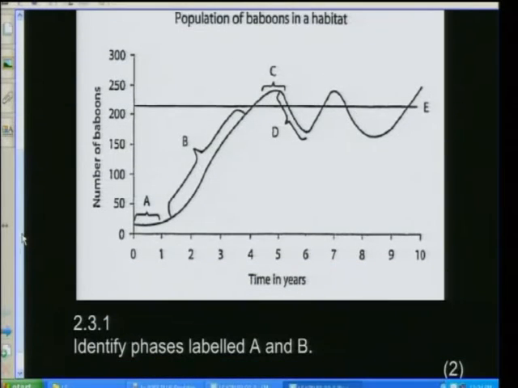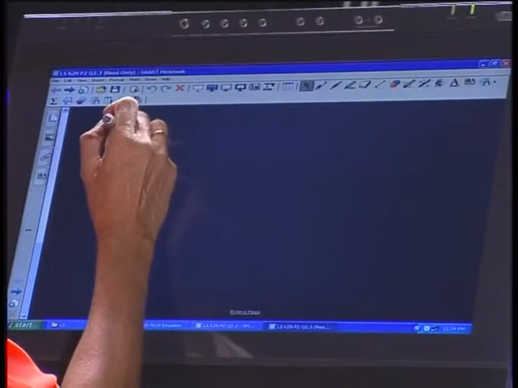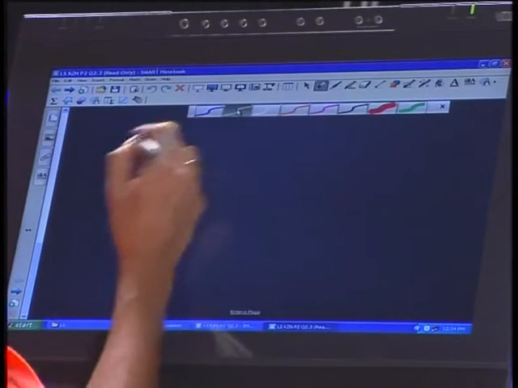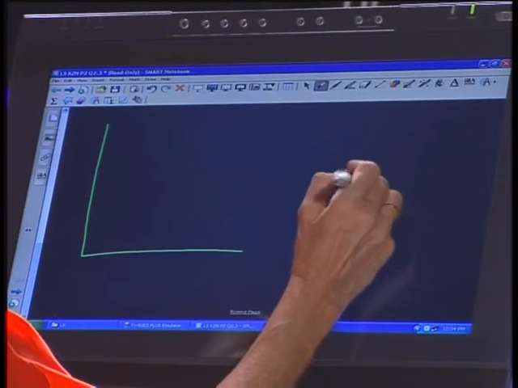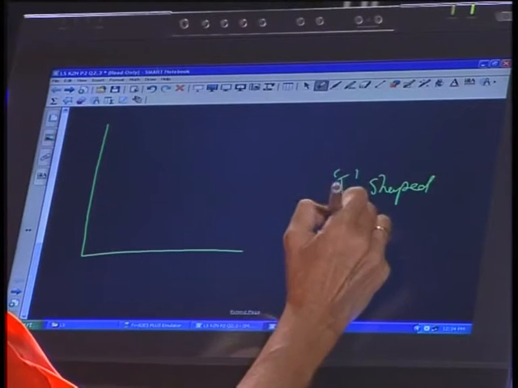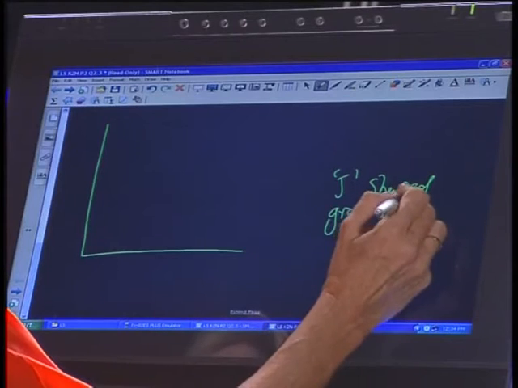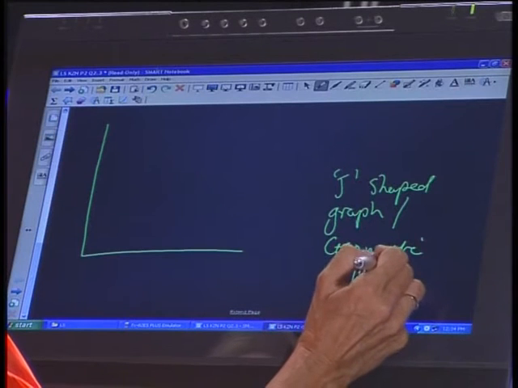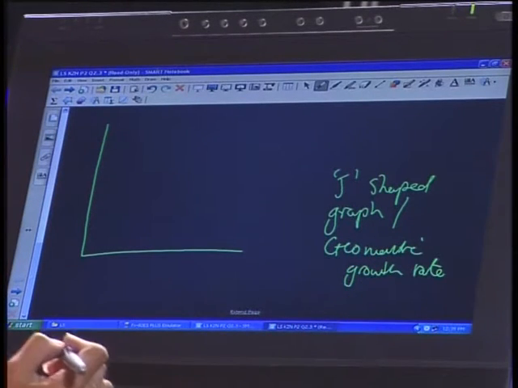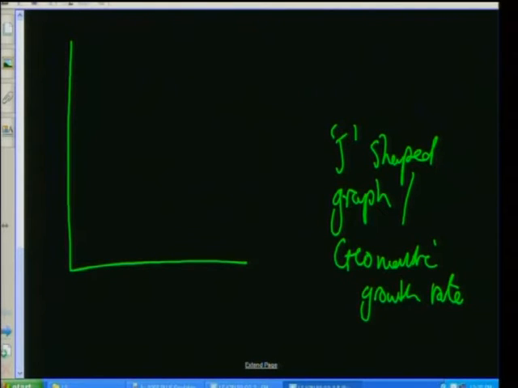Now, before we even do this, I'm going to say it to you. They're only going to give you 2 different types of growth graphs. We've got what's called a J-shaped graph, or geometric growth rate. Just think J and J. So it's J-shaped geometric growth rate.